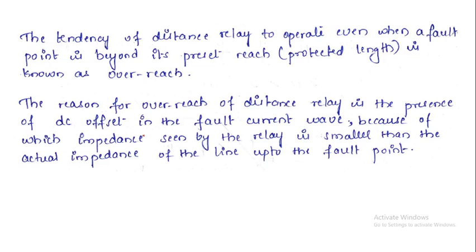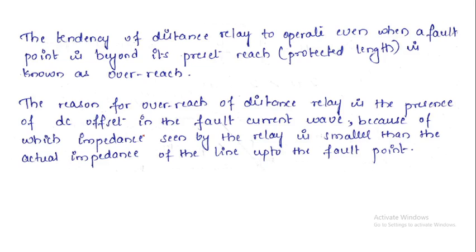Now, the tendency of a distance relay to operate even when the fault point is beyond its preset reach of the protected length is known as overreach. So, exactly opposite, overreach means what? If there is a distance from the relay point to the fault location, beyond this fault location also the relay is operating. That is known as overreach.